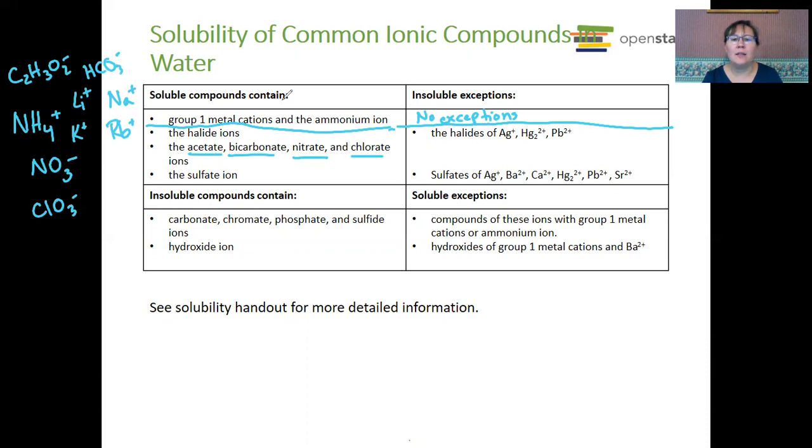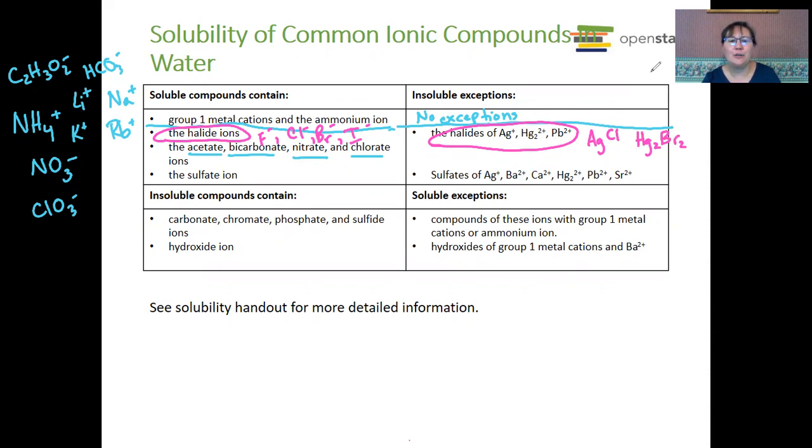Now we notice here that the next thing is it says the halide ions. Now that's fluoride, chloride, bromide, iodide, okay, commonly. And they tend to be soluble except here, okay? So that means silver chloride or mercury 1. So this is silver ions. This is Hg2 2 plus, mercury 1. So you could say mercury 1 bromide maybe. Okay, that would be insoluble.